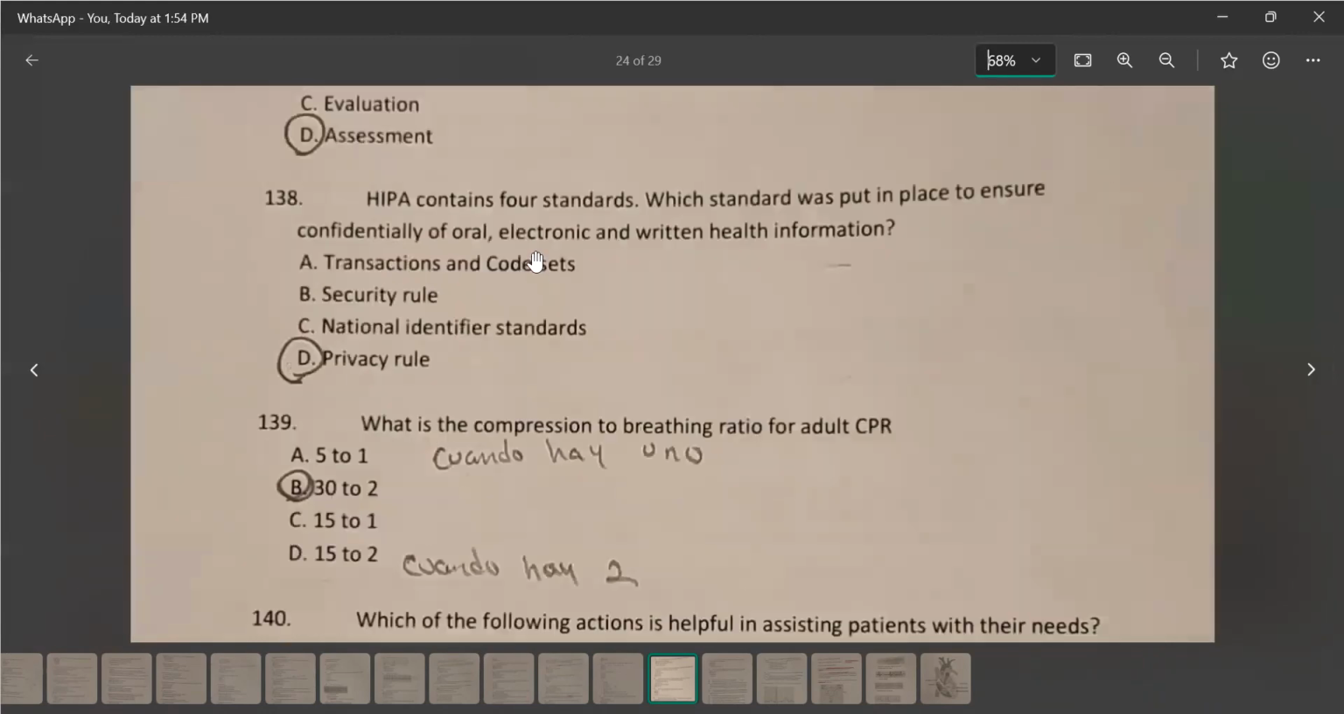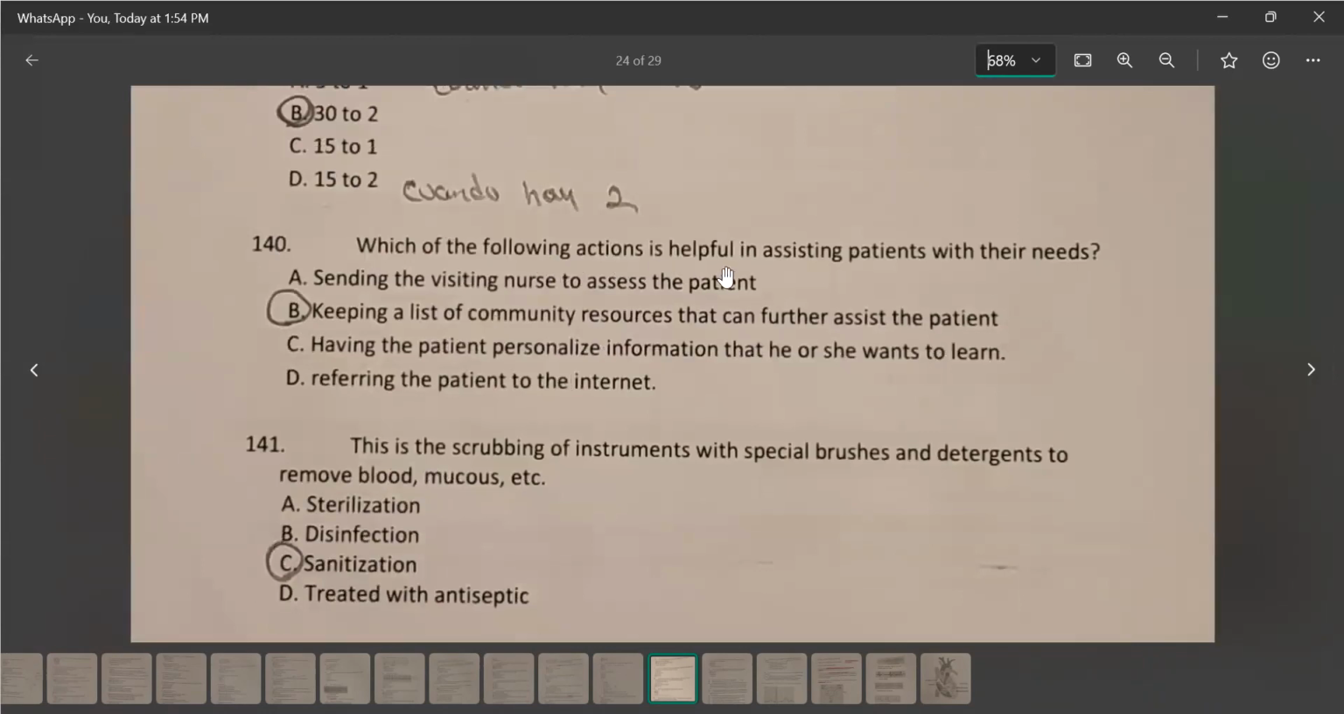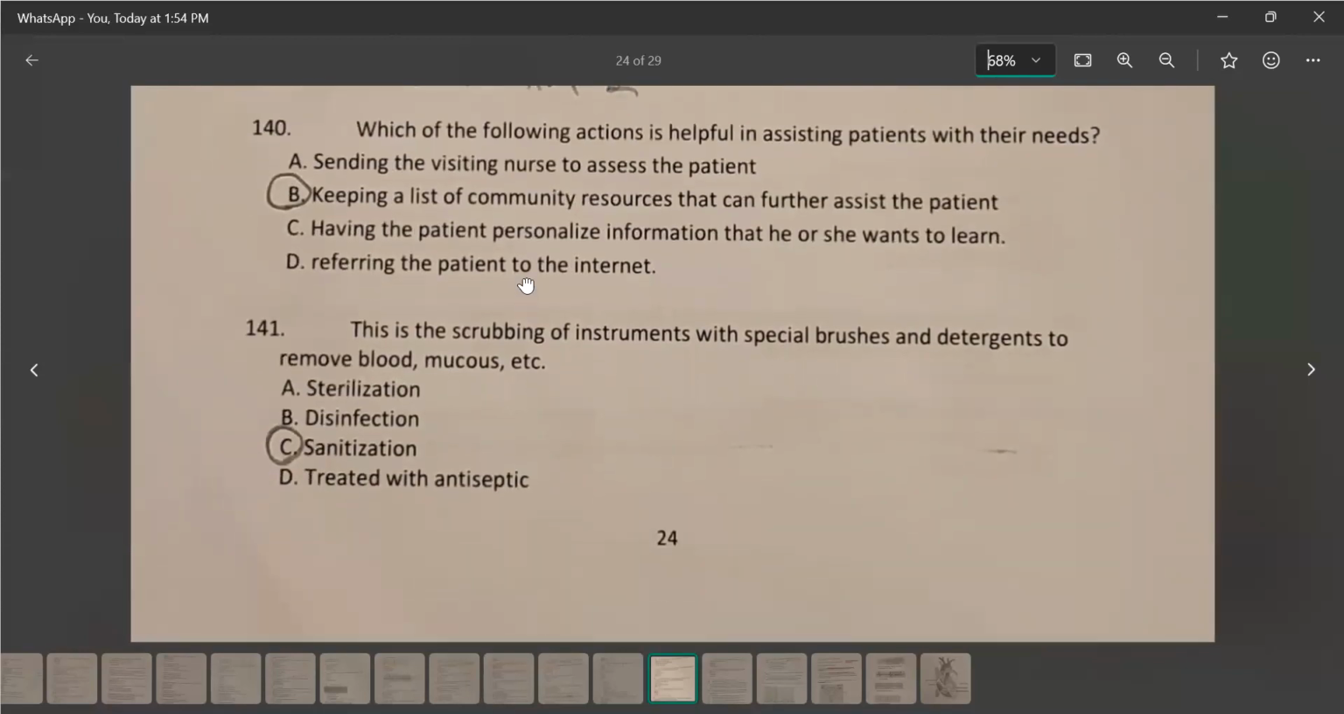Assessment. HIPAA contains 4 standards. Which standard was put in place to ensure confidentiality of oral, electronic, and written health information? Privacy rule. What is the compression to breathing ratio for adult CPR? 30:2. Number 140, which of the following actions is helpful in assisting patients with their needs? Keeping a list of community resources that can further assist the patient.